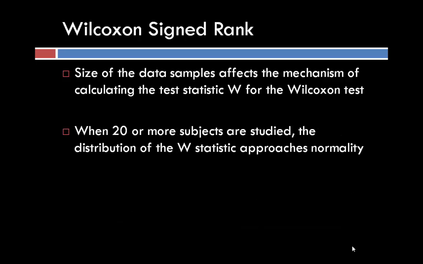Similar to other rank order tests, the size of the data samples affects the mechanism of calculating the test statistic W for the Wilcoxon test. And it's important to note that when 20 or more subjects are studied, the distribution of the W statistic actually starts to approach normality. So this is similar to what we saw with the Mann-Whitney U test.